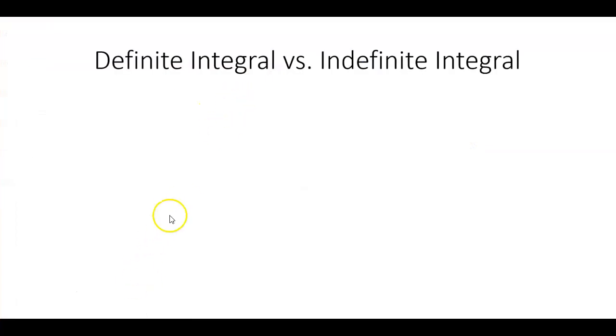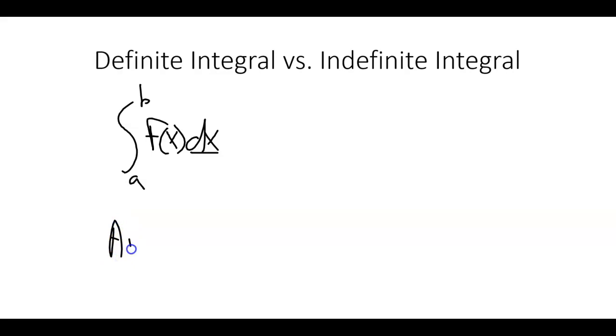So first of all, let's review the two types of integrals. You have definite integrals that look like this. They have a number here and here. They have a function here called the integrand. And then they have this, which is the variable of integration. In this case, it's x. And what these ones tell you is they give you the area under the curve, so to speak.